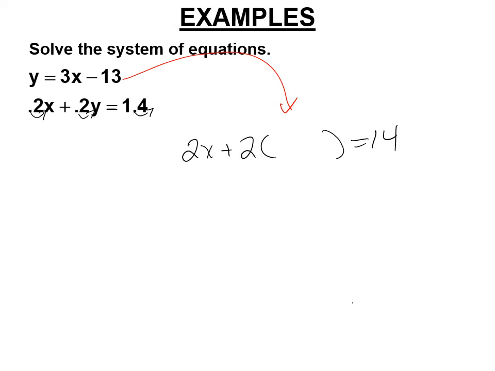I sort of combined two steps there. All right. But I made this 2x plus 2y equals 14. All right. Now, could you have cleared it later? Yes, absolutely. I just found this a little easier.